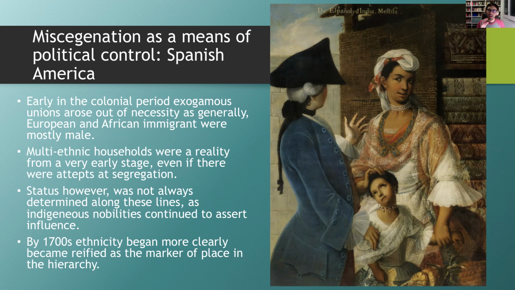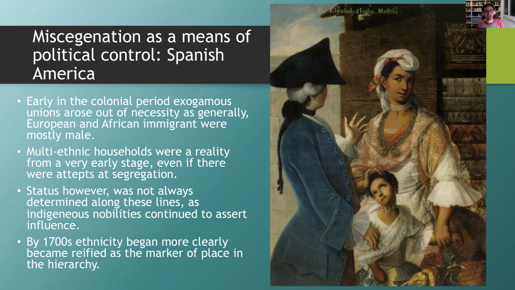So it's important to know, however, that despite the fact that it was a very mixed society, this idea that we had that the white Spaniards were on top all the time in every context is not entirely accurate, because status was not always determined along ethnicities. So indigenous nobilities continued to be important and continued to assert a certain degree of influence, a certain degree of authority, in particular in places that had contributed to the conquest. The Tlaxcalteca nobility, for example, continued to be a thing.